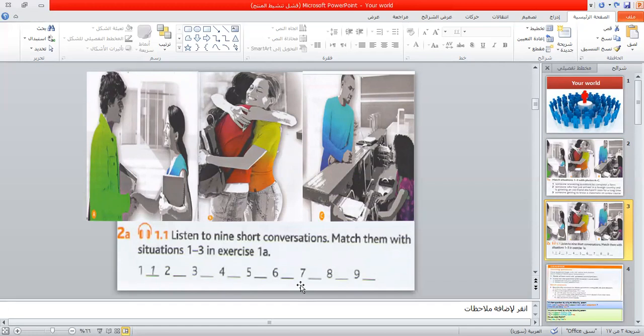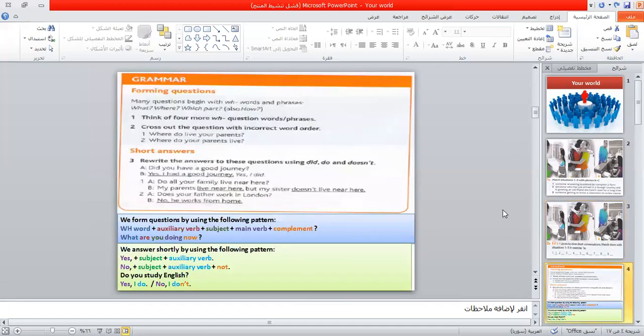After that, of course, I will play the audio using Cast Player. This is on the internet. I will play the audio 2 times. The first time they will do the exercise quickly, and the second time they will check their answers. Then we will move to the next slide, and here we have grammar.